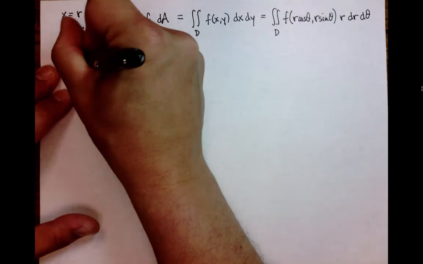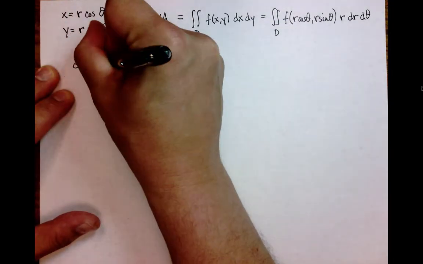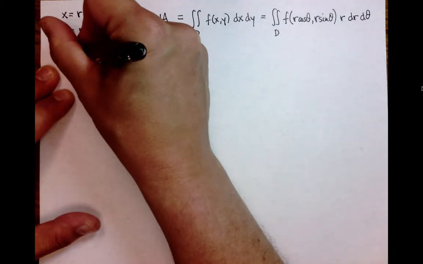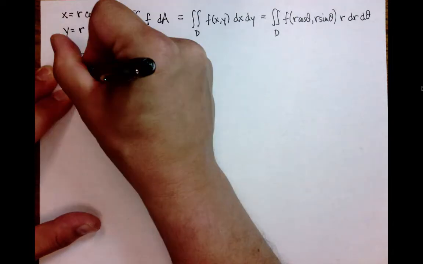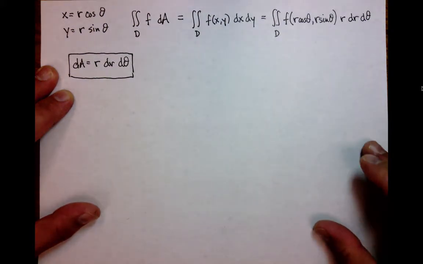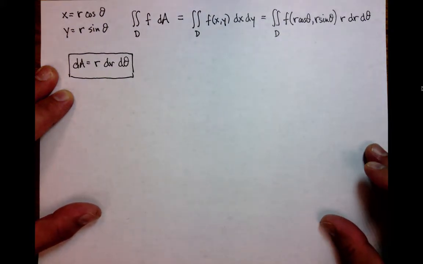So it's important to take that out of this expression. The little area element dA is equal to r dr d theta. And your book has a little derivation as to why that ought to be so.